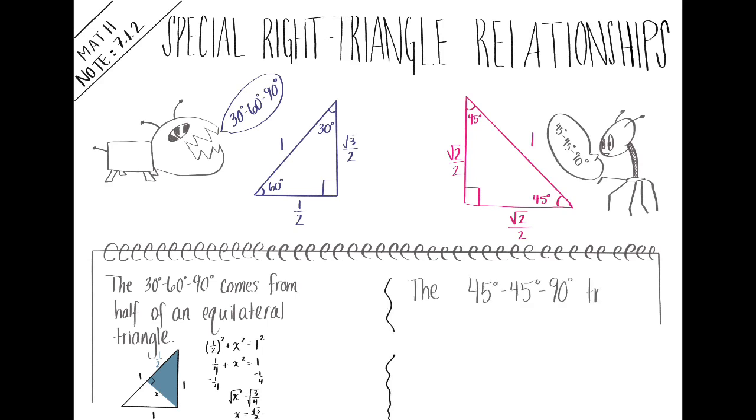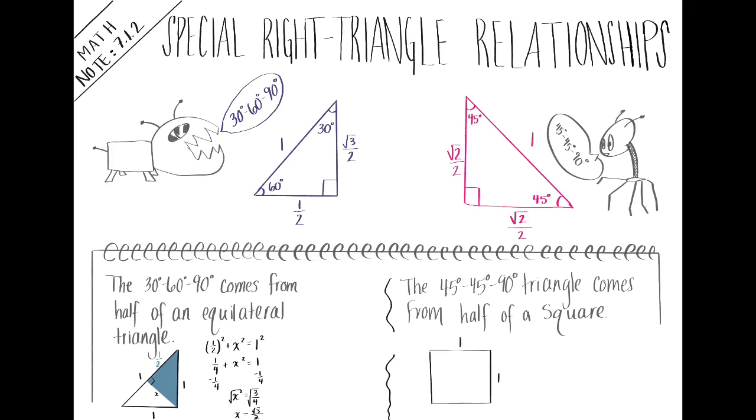So now let's take a look at where the 45, 45 triangle comes from. And this just comes from a square. If you have a square that has all sides equal to 1, you cut it in half and you use the Pythagorean theorem.